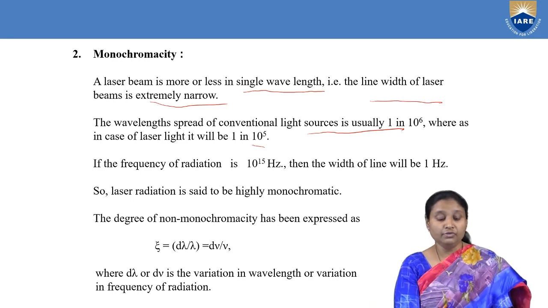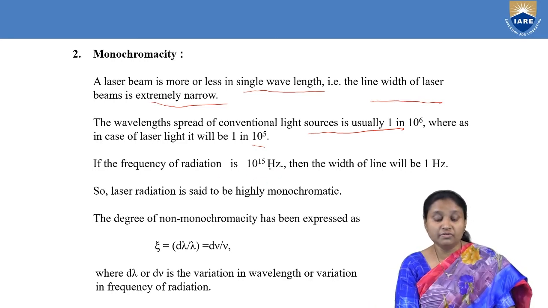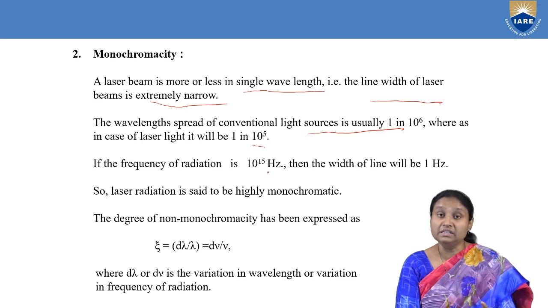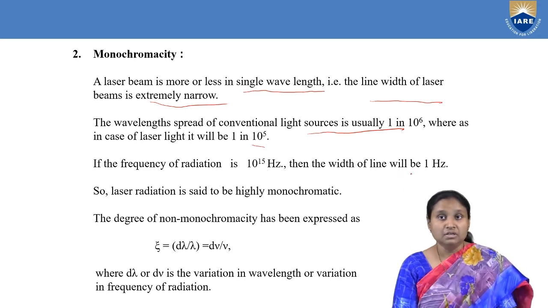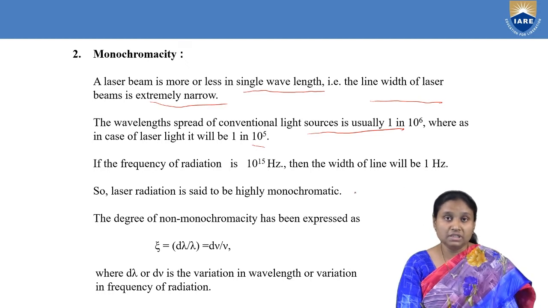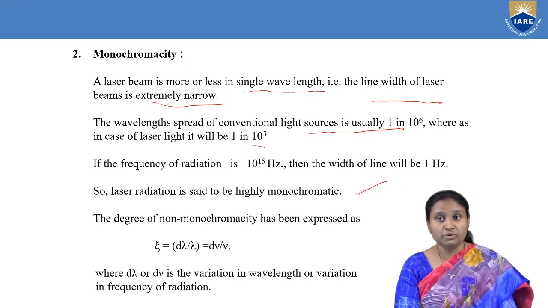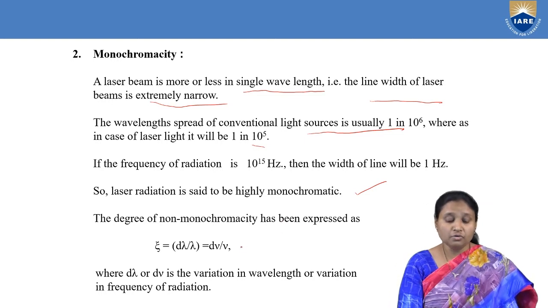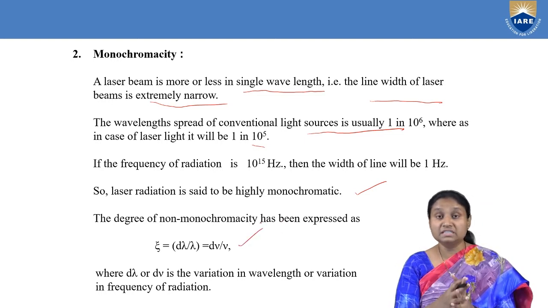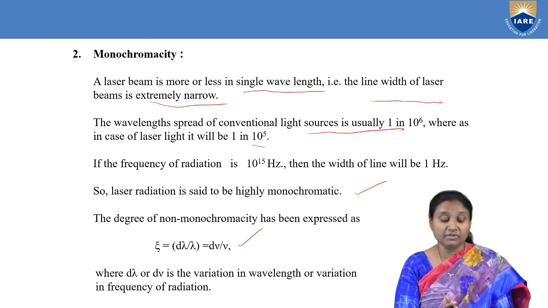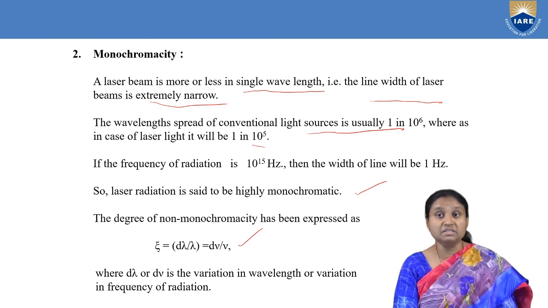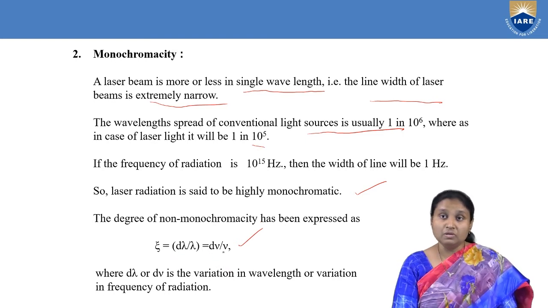And here, if you take a radiation which has a frequency of 10 to the power of 15 Hertz, then its line width comes out to be 1 Hertz. That's why we come to the conclusion that laser light is highly monochromatic. There is a formula to get the degree of how much extent that monochromatic property is there, which is given in terms of wavelength. Also, it is given in terms of frequency.